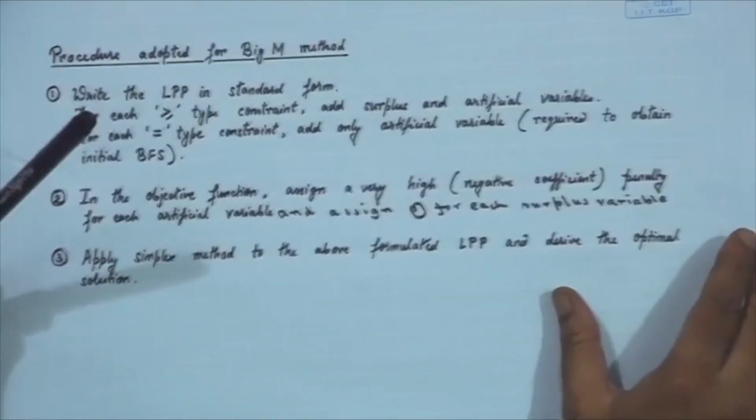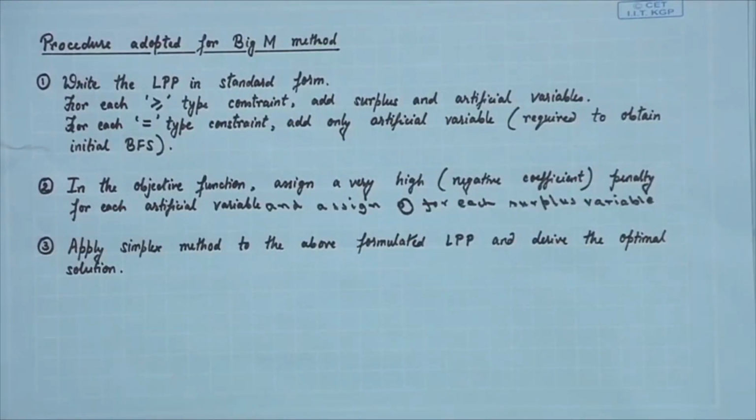So, now let us see the procedure for the big M approach. See here the procedure adopted for the big M method. First, as we have discussed earlier, write the LPP in the standard form, then for each greater than equals type constraint add surplus and artificial variables. As I discussed, for each greater than equals type constraint you have to add one surplus and one artificial variable, and the reason we have discussed earlier.